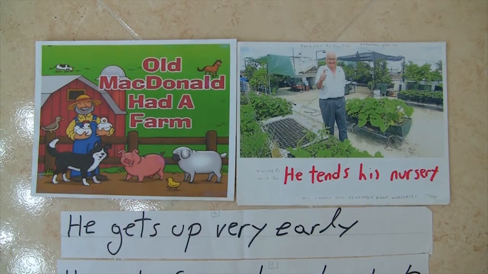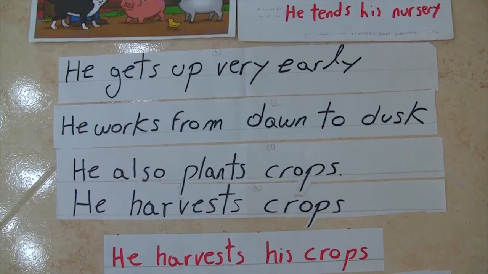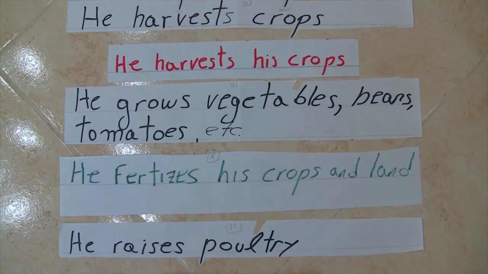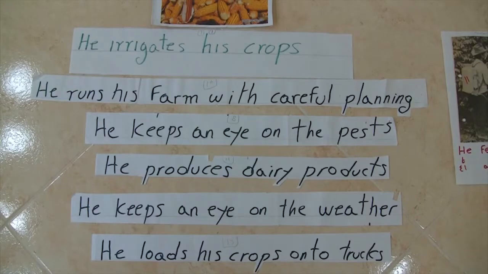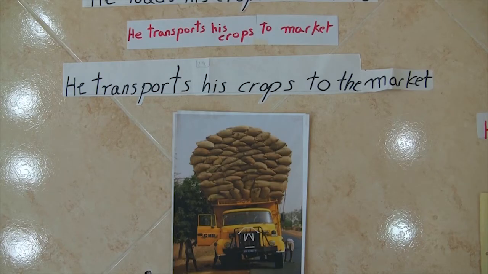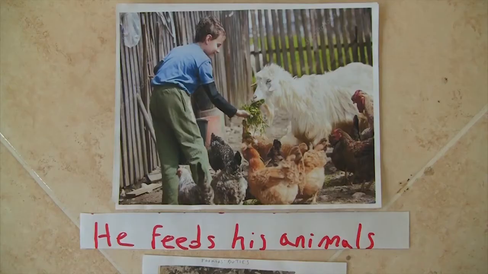The farmer's duties. He gets up very early. He works from dawn to dusk. He also plants crops. He harvests crops. He grows vegetables, beans, tomatoes, etc. He fertilizes his crops and land. He raises poultry. He irrigates his crops. He runs his farm with careful planning. He keeps an eye on the pests. He produces dairy products. He keeps an eye on the weather. He loads his crops onto trucks. He transports his crops to the market. He milks his cows. He feeds his animals.